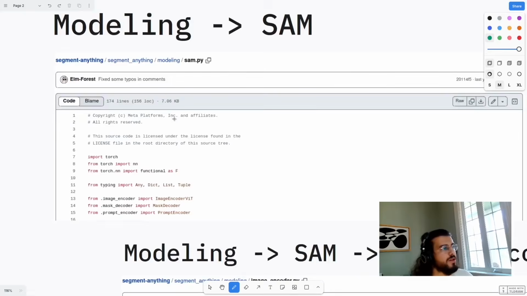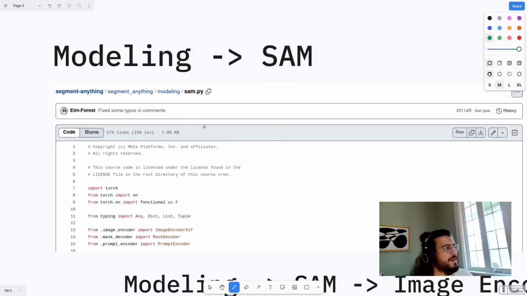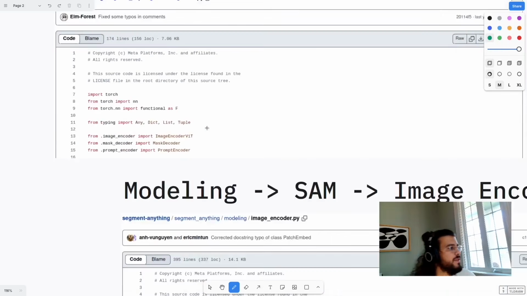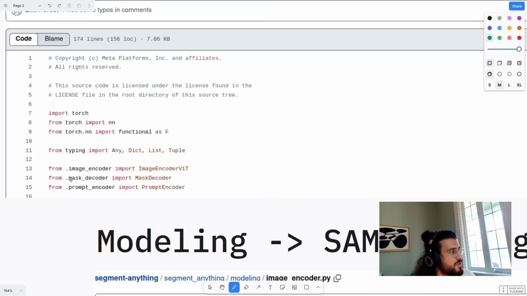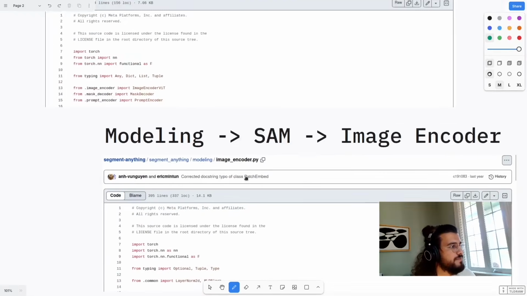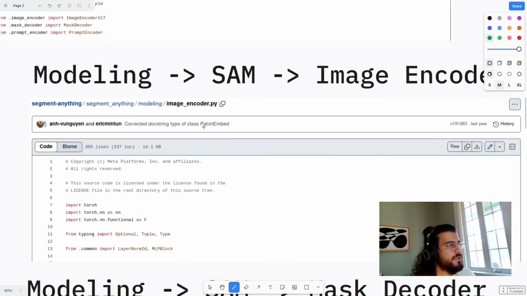So if we start with the modeling, we have SAM over here, right? And once you go into one of these files, you're going to see this is like level 2, but in level 2, there's also other levels. These dependencies: you have the image encoder, the mask decoder, and the prompt encoder. So all of these three come together to build up SAM, just like in the paper. If we go a layer down, now we're three layers deep. We're in the modeling, image encoder stuff, right?